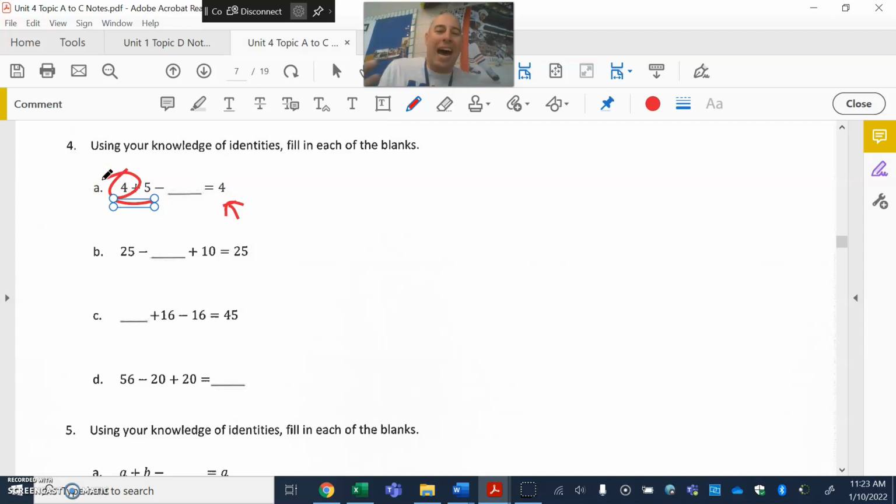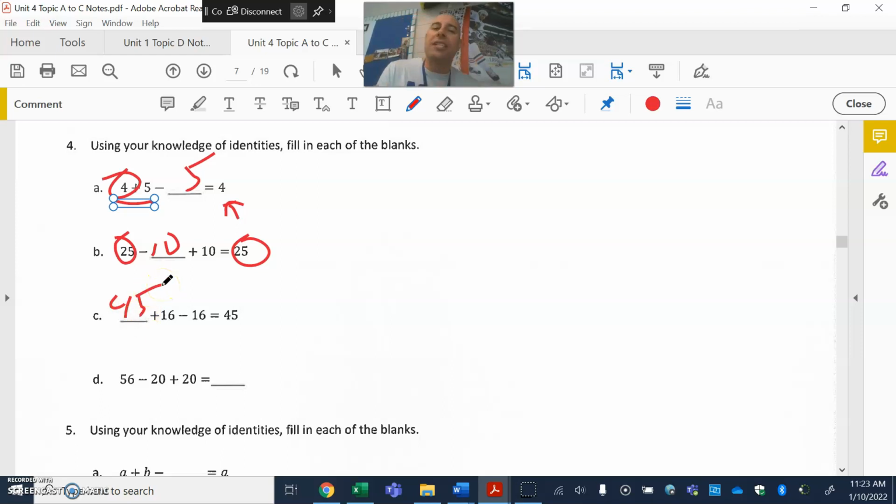So in other words, opposites. I'm going to throw 5 in there. If you add 5 and then take away 5, you're right back where you started, which is a 4. So check out the next one. 25 minus what number, when added on to 10, we get to 25? Again, it's observing that they're the exact same. So if I subtract 10 and then add 10, I'm going to get the exact same thing. If you add 16 onto something, subtract 16 away, it doesn't change. You're still at a 45.